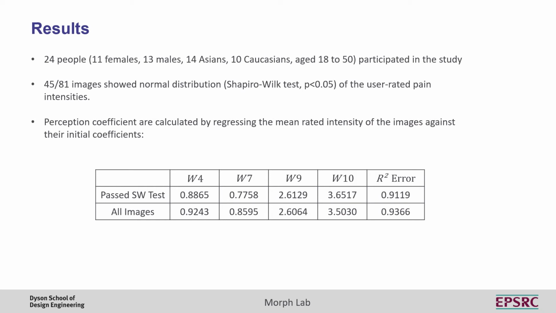We received a total of 24 responses from people, and the rated pain intensity in 45 out of the 81 images was shown to be normally distributed using the Shapiro-Wilk test. And the perception coefficients were calculated using those images, as shown in the table below.